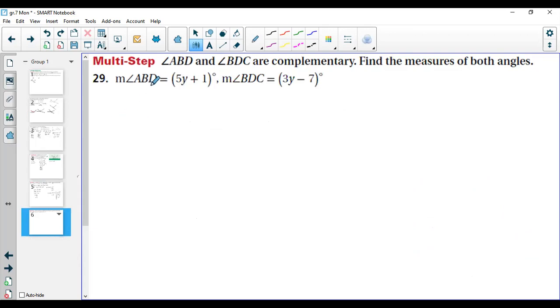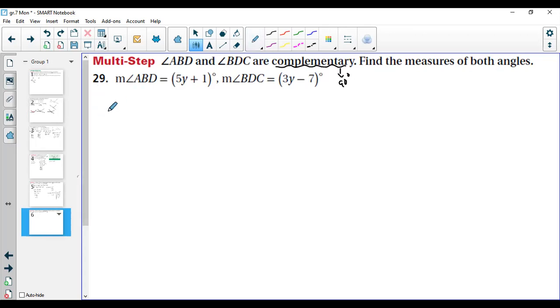Now let's try question number 29. We have angles ABD and BDC are complementary. Complementary means that they should add up to 90 degrees. So angle ABD is 5y plus 1 and BDC is 3y minus 7. So definitely we are going to find out the value of y first.